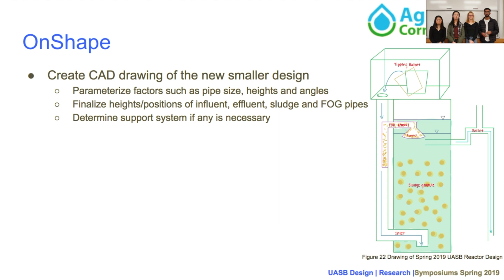What this means is we want to be able to input variables such as angles of pipes and heights of pipes, and the code or the drawing automatically adjusts itself to account for these. We also want to finalize the heights and positions of the influent pipes, effluent pipes, FOG, and sludge weirs. These are all dependent on one another, and we want to ensure that the heights we're setting cause no problems with taking out sludge granules or not effectively treating the wastewater. Additionally, this design appears to be a lot more stable than our initial design, but if necessary, we want to figure out if a support system will be required, and if so, how to implement it.